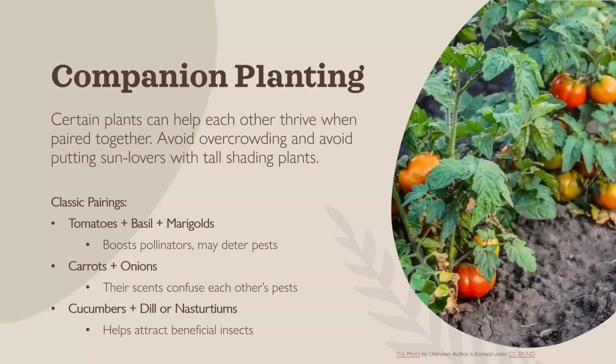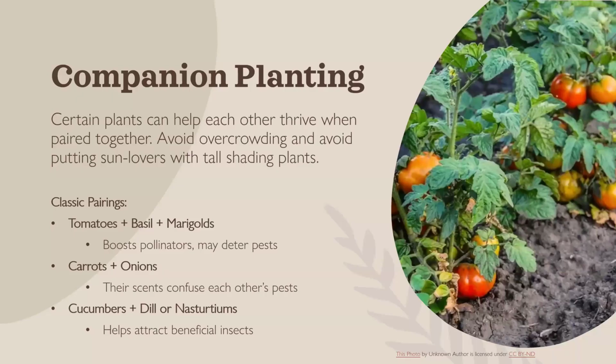And so that leads me into our next bit, which is companion planting. So certain plants can help each other thrive when paired together. But like I said earlier, we want to avoid overcrowding and we want to avoid pairing them with ones that they won't be compatible with. Some pretty classic pairings that people have most likely heard of are tomatoes with basil or marigolds nearby.